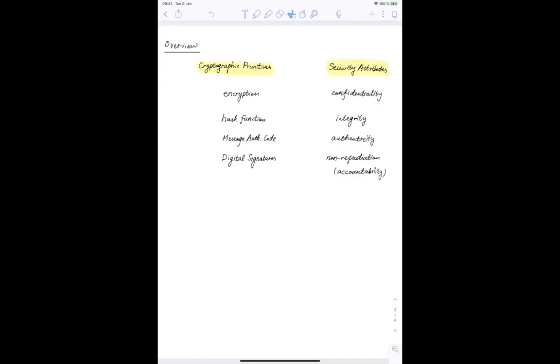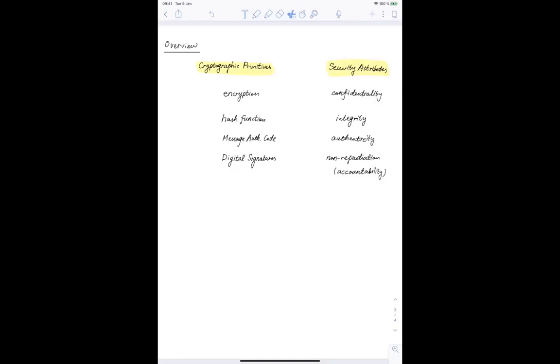Hi students, today we will continue our lectures on cryptographic tools. And before we dive into the content of new primitives, I would like to recap what we have learned in previous lectures. And as you can see from the iPad screen, we have different cryptographic primitives which provide several security attributes, or sometimes people say security services.